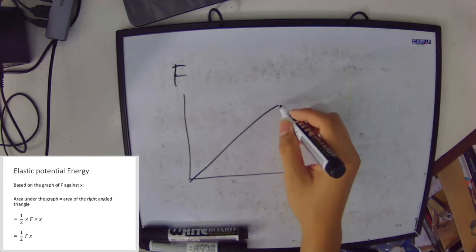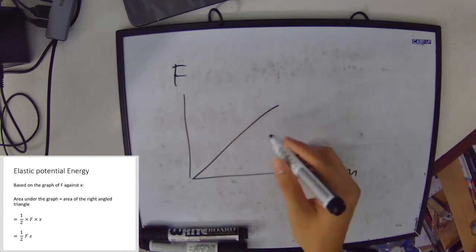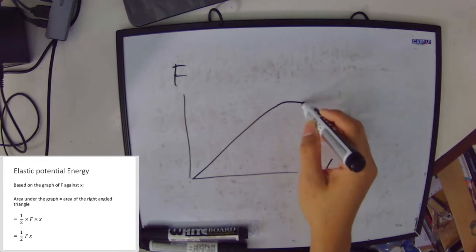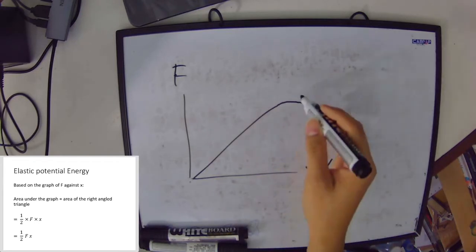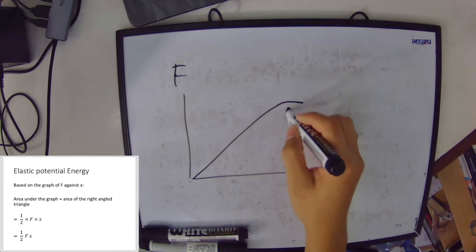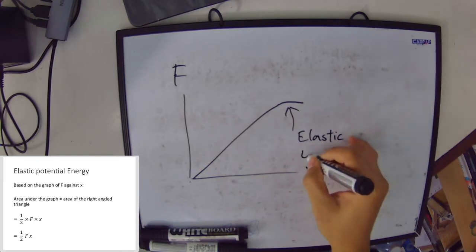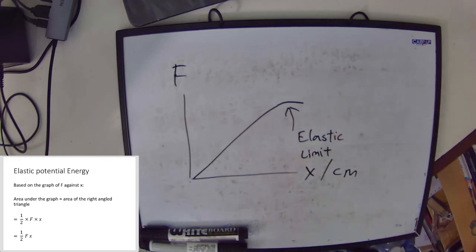sometimes you might see a graph that looks like this. I've seen questions that look like this. They have a straight line, and all of a sudden in the end, the line curves off like this. If the line curves off like this, that means here is your elastic limit, where the spring is no longer able to come back to its original shape. Alright.